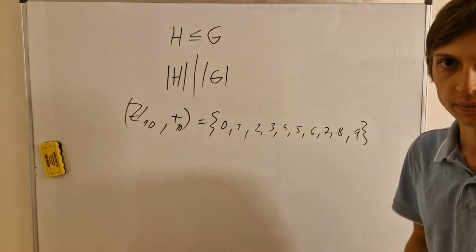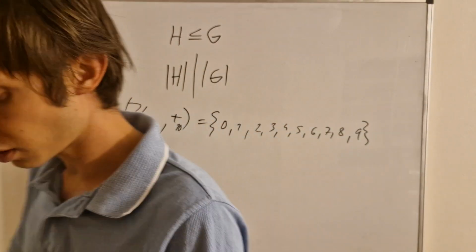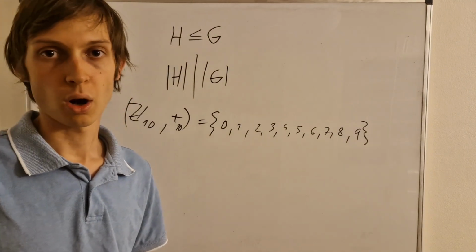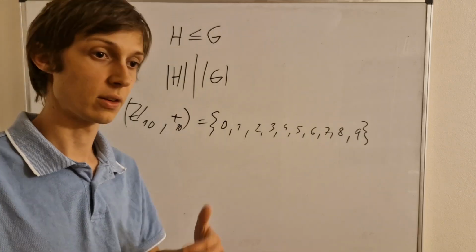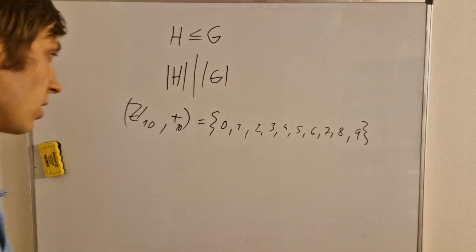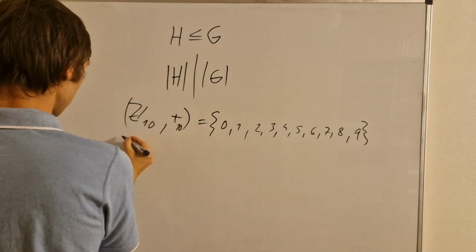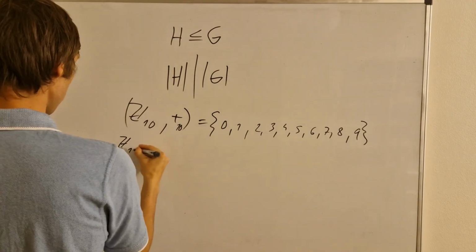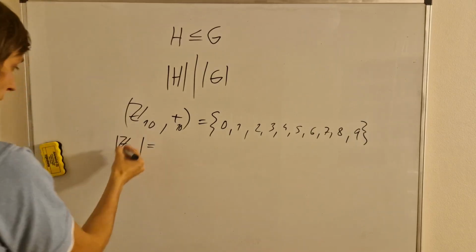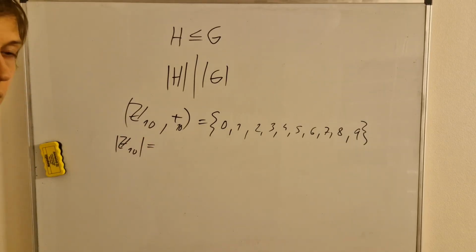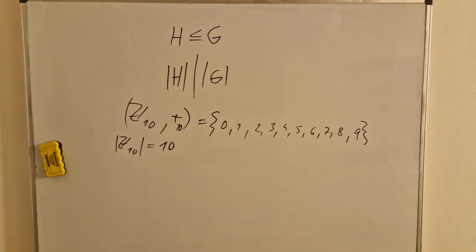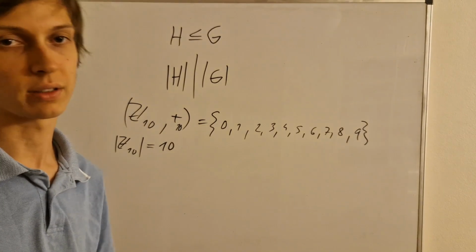Alright, so that's our group and the subgroups of it. Lagrange's theorem tells us that if there's a subgroup of a group, its order must divide the order of the group itself. So for this group, Z10, in a quicker notation, I'll say its magnitude, these vertical bars meaning the number of elements in that group, is 10. So what numbers divide 10? Well, 10 itself, so there's the whole group itself.